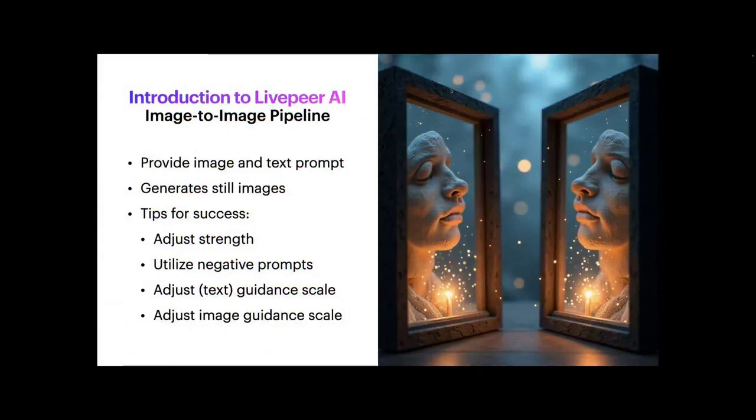Then we've got image to image pipelines. Again, you're going to provide text, but also an image, and you're going to get back, again, still images. Tips for success here, try adjusting the strength. Try using negative prompts again, and then take a look at the guidance scale. So you've got the text guidance scale and image guidance scale. And so a lot of tweaking in here will really refine your results.